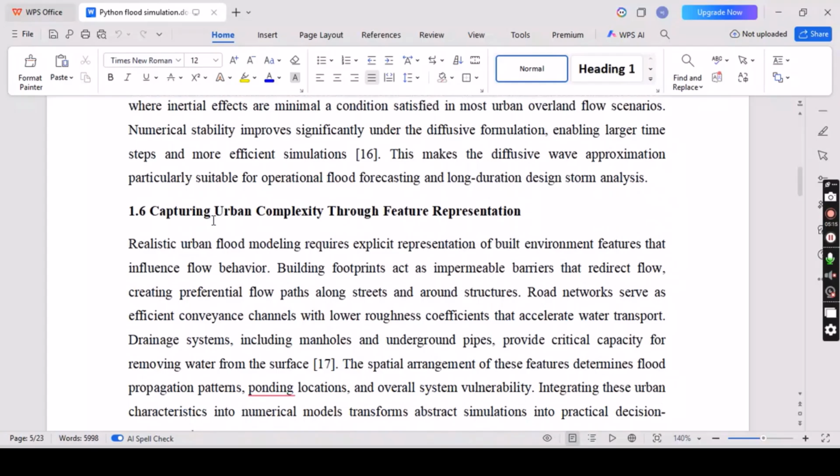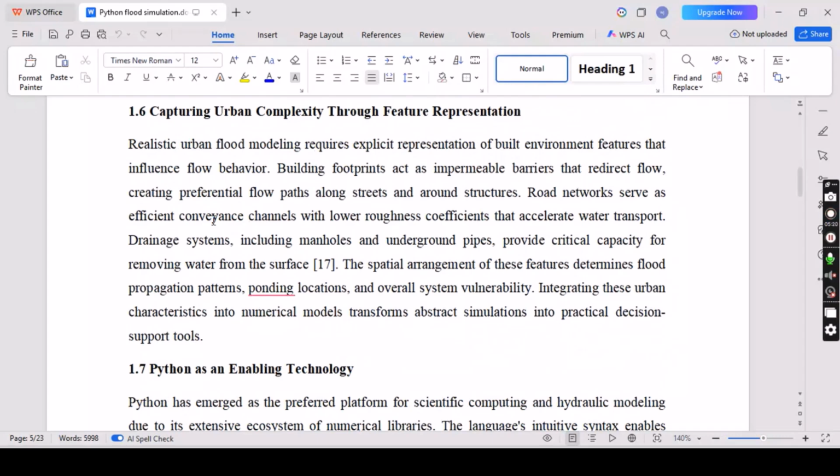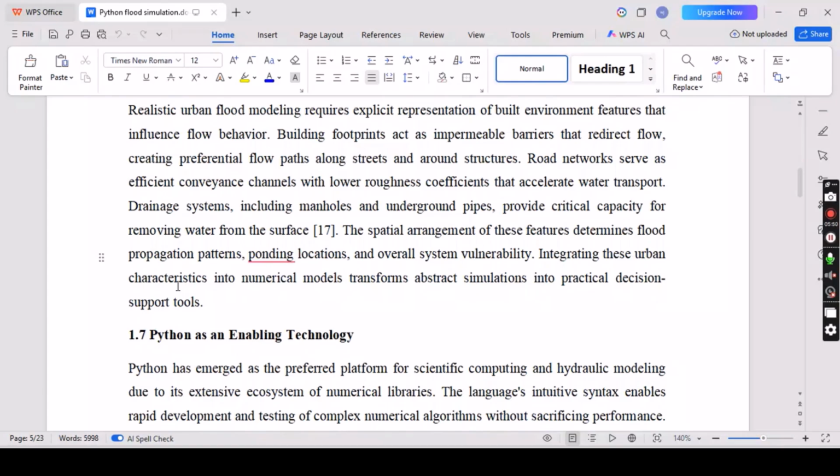So capturing urban complexity through feature representation also provides us road networks that serve as efficient conveyance channels with low roughness coefficients that accelerate water transport as well. The drainage system, including the manholes and underground pipes, provides the critical capacity for removing water from the surface as well. So the spatial arrangement of these features determines the flood propagation patterns, ponding locations, and overall system vulnerability as well.